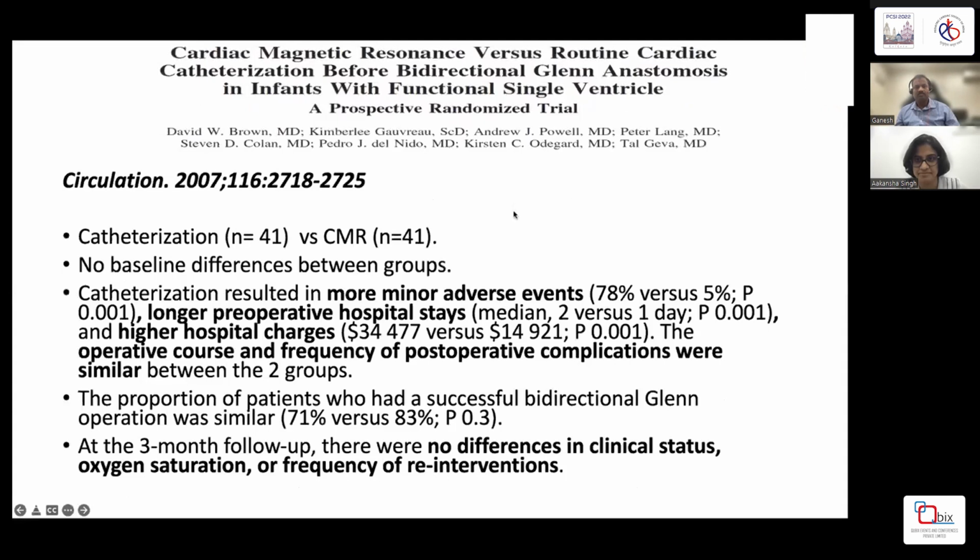This paper from the Boston group, comparing cardiac cath and MRI in 82 patients with no baseline differences between the groups, showed that there was no difference in immediate postoperative course and clinical status, or the need for reinterventions at the 3-month follow-up.